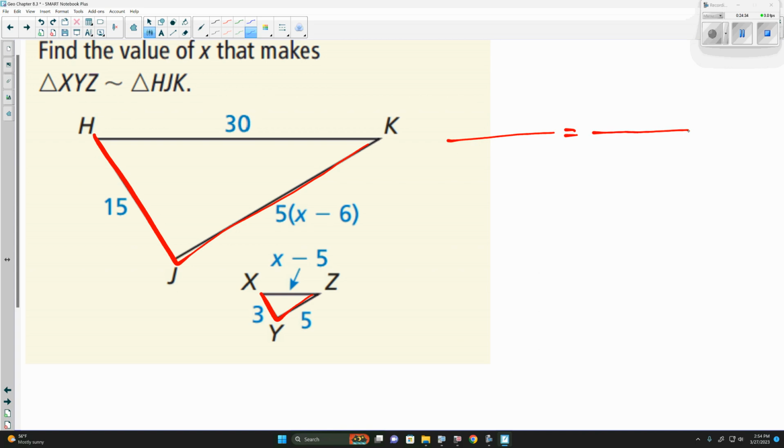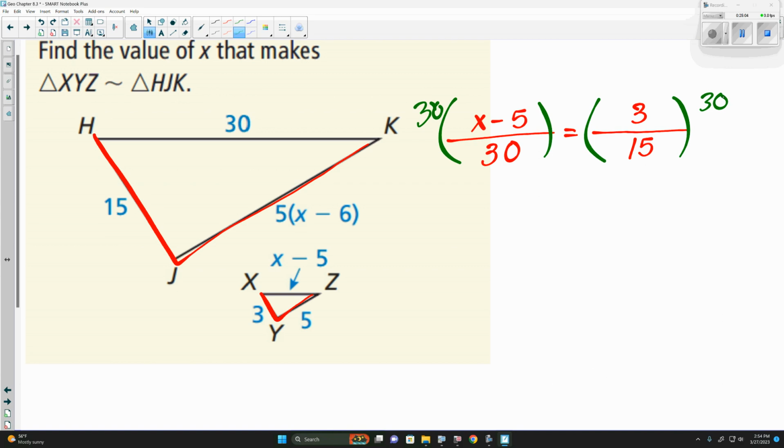So we could say x minus 5 over 30 is equal to what over what? 3 over 15. So what can we multiply both sides by first? We can do 30. And as we kind of said, it's off the video, but here, the 30 and 30 will cancel. We kind of covered that earlier. So we get x minus 5.